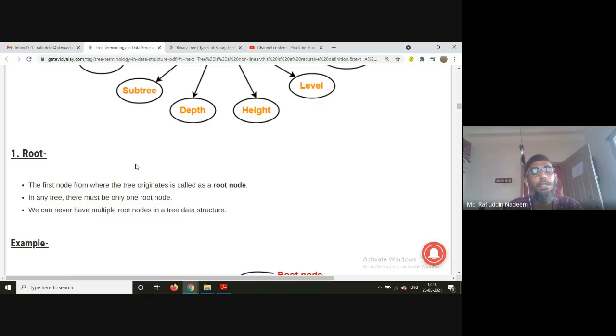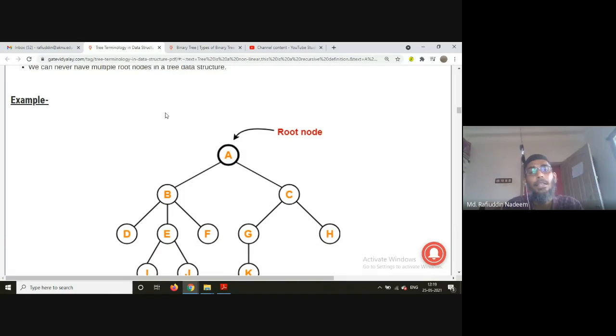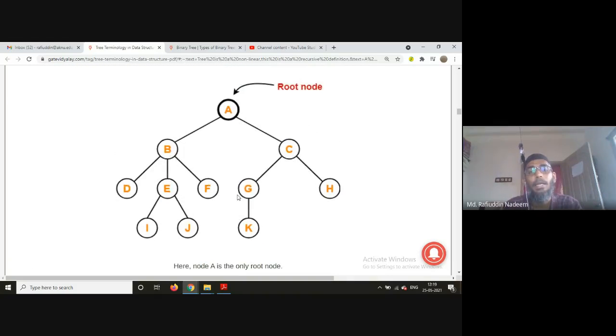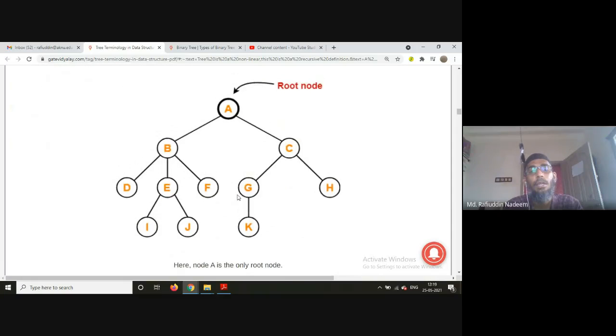So just be ready with those definitions. Next, the first definition we will look at is the root. What is the root here? The first node from where the tree originates is called the root node. Means from where the tree starts is generally called the root node, and in any tree there must be only one root node. We can never have multiple root nodes in a tree data structure. So see the property: in this particular tree, A is the root node. That is the only root node we have, from where the entire tree has started. There should be only one root node, and you cannot have multiple root nodes.